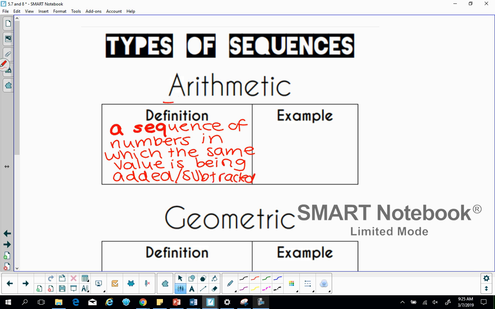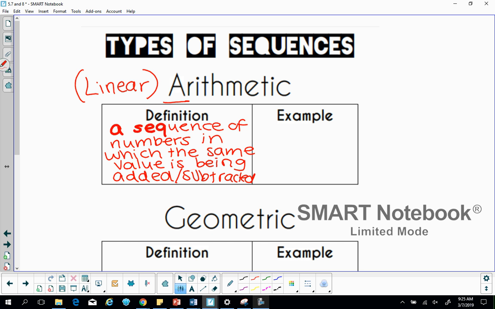I just remember by the letters, right? Arithmetic starts with A, and so does adding. So I just remember arithmetic is adding or subtracting over and over again. It is linear. It's a sequence of numbers, so it looks like just a set of numbers.